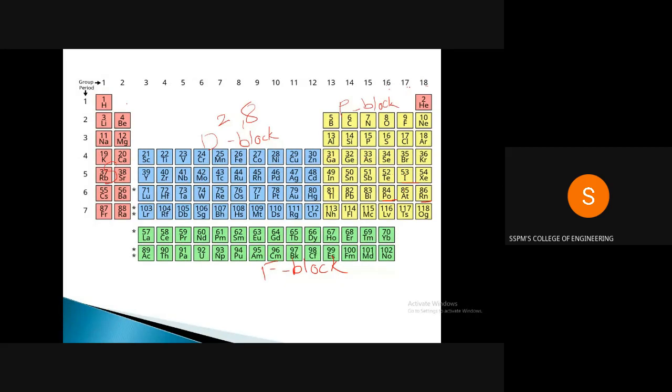Last CET there was a question: which of the following halogens is in a solid state? So iodine is a solid. In this way, remember these three elements which I have underlined. These three elements are radioactive elements.